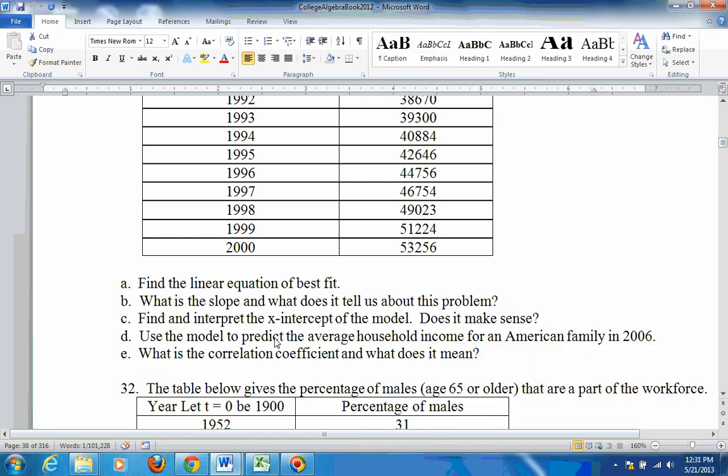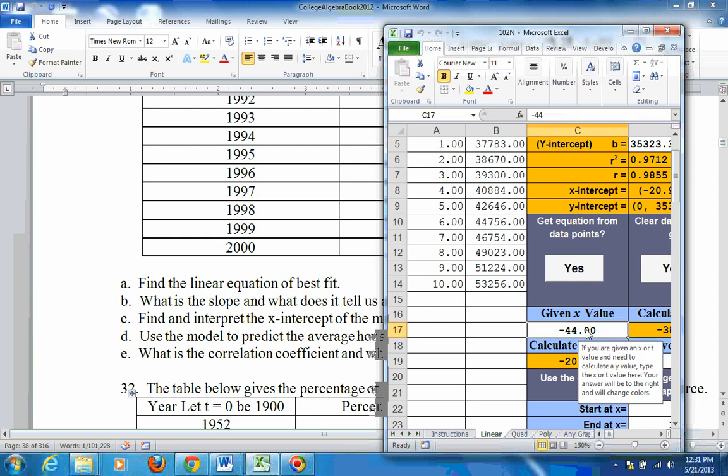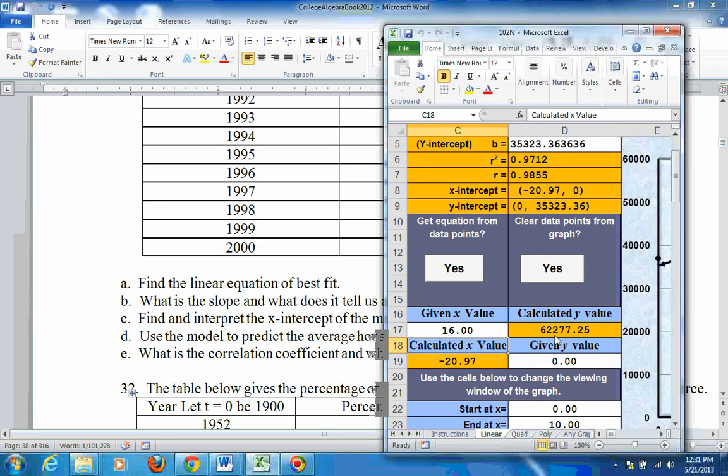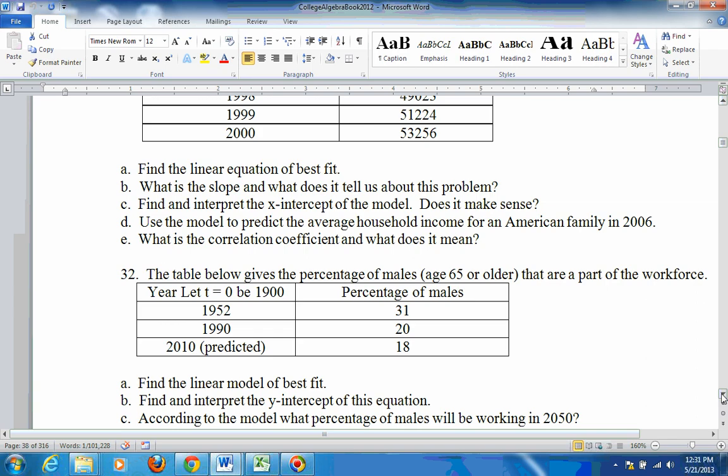And then this little thing here, use the model to predict the average household income for an American family in the year 2006. Well, 2006 is 16 years after 1990, so you would just put 16 in for the x value. And if you put 16 in for the x value, you'll get 62,277. So that's how these work in this area.